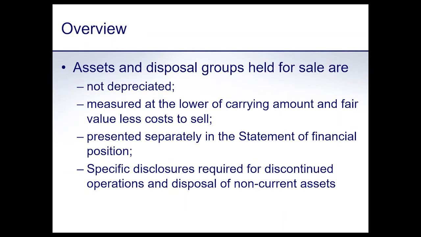Now, just as a bit of an overview in terms of what the standard entails, and a little bit of the rationale behind what drives the standard. Any assets and disposal groups that are held for sale, once you've decided that you're going to classify them as non-current assets held for sale, will not be depreciated. We'll deal with this a little later on. They're measured at the lower of their carrying amount and fair value, less any cost to sell. They'll also be presented separately in the financial statements.